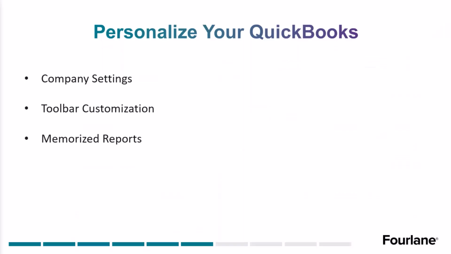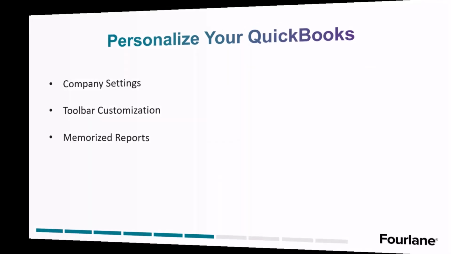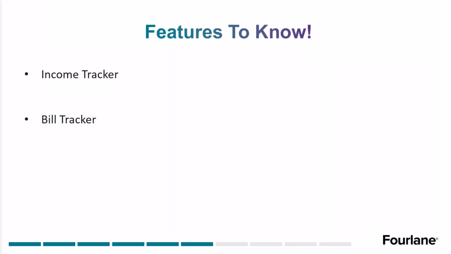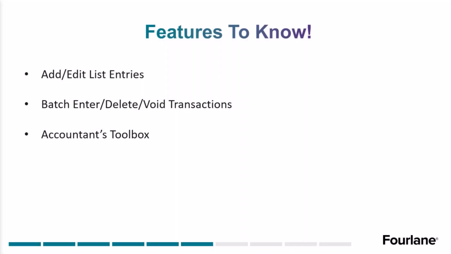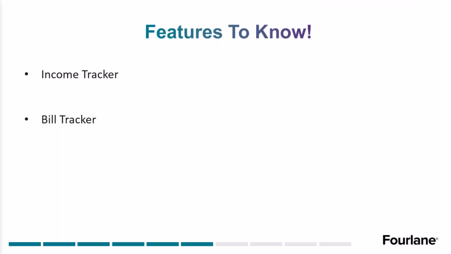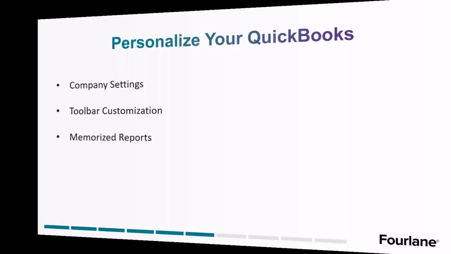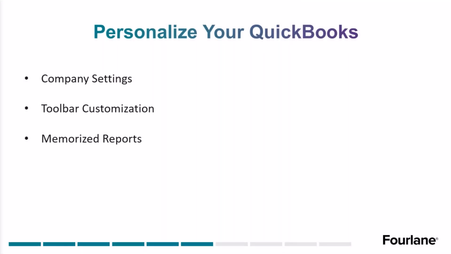So just to go ahead and reiterate, when we're talking about some of the main features to know and features that will be helpful in your daily QuickBooks use, we've got our add/edit list entries, batch enter, delete, void transactions, and that accountant's toolbox. We've also got the income tracker and the bill tracker to give you guys that snapshot view of what's happening with our customer and vendor balances. And then last, we reviewed some of those personalization options to modify QuickBooks specific to your needs.